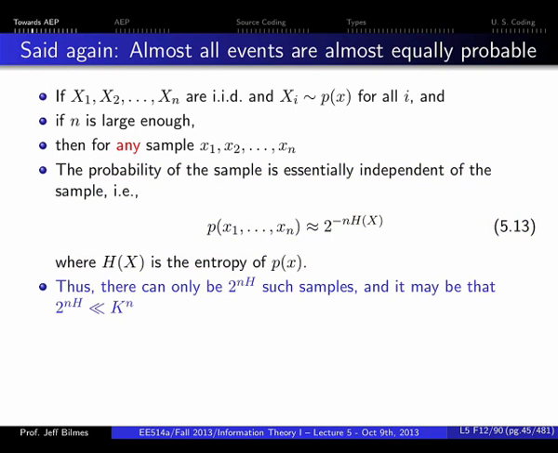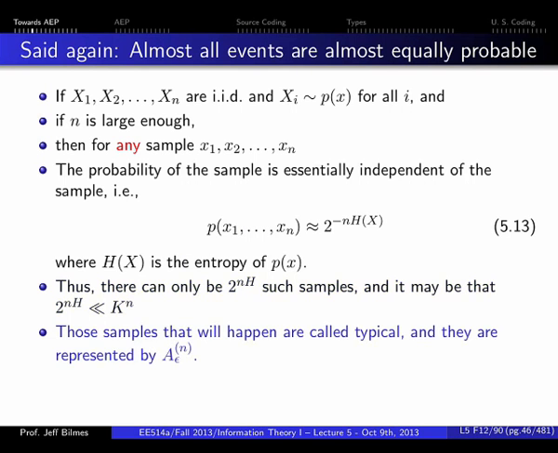And it could very well be that 2 to the nH is much smaller than k to the n. Remember, k is our alphabet, n is the number of source letters. And depending on H, this could be much, much smaller than this. Which means that I don't need to encode this many outcomes. I only need to encode this many outcomes because these are the only things that happen. So this is really what we're going to be using: A sub epsilon of n. The epsilon is going to become clear soon, and the n just represents the length, the number of source letters.